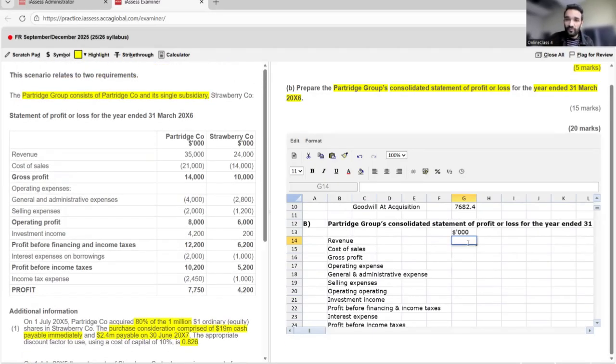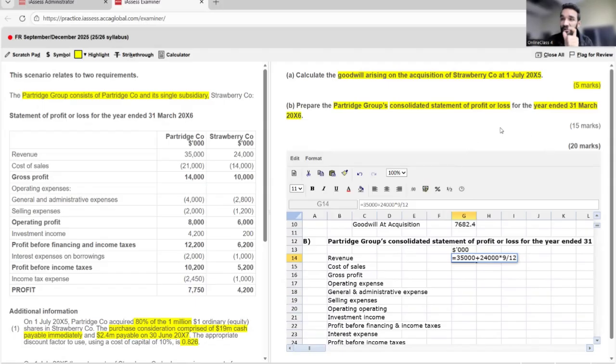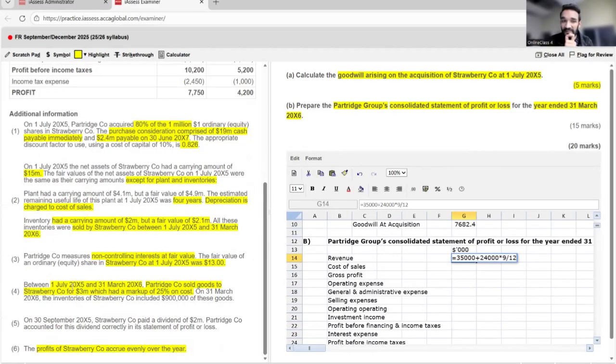35,000 plus this 24,000 into 9 by 12. This is very crucial. Make sure that you do this 9 by 12. I have seen a lot of students, after completing their exams, realize that they forgot to time apportion. So it's very important. As you have already seen in the timeline at the start, I have already decided how I will be working on this specific area. Minus the intercompany sales, these 3 million.